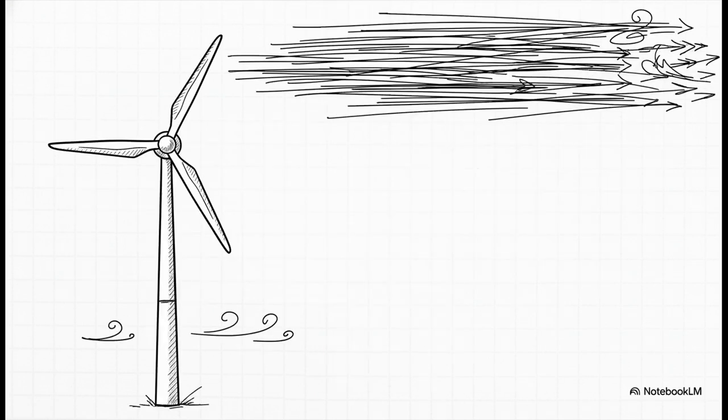Then, of course, you've got the tower, which is usually made of these huge steel sections. So why build them so incredibly tall? Well, it's simple. Wind is faster and way more consistent the higher up you go. Getting away from the ground-level turbulence is key. So basically, height equals power.